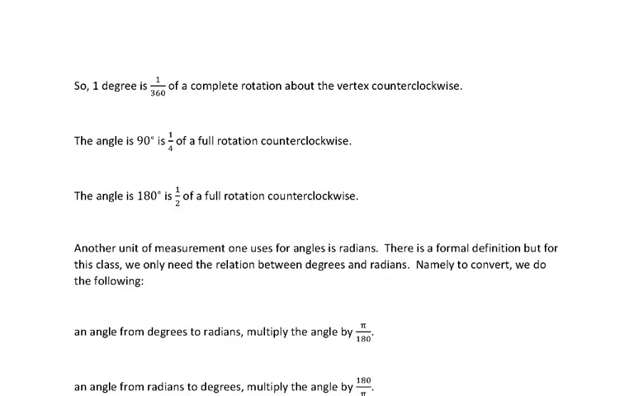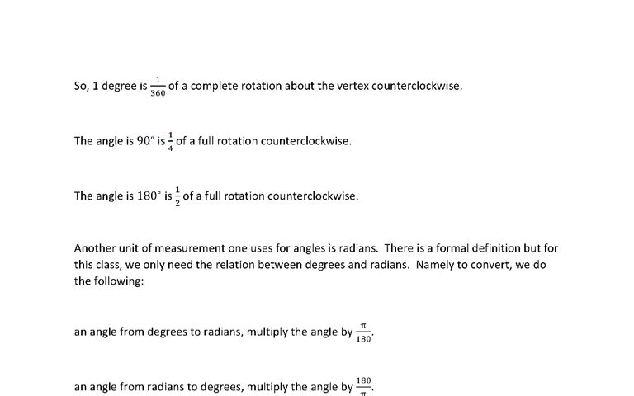So as I said before, 1 degree then would be 1 over 360th of a complete rotation about the vertex counterclockwise. That's kind of nasty, but I just threw it in there just to be complete, I guess. Also note the notation for the degree. It looks like a little circle here. You can see it over here. So this is actually 90 degrees. That's what this little circle is.